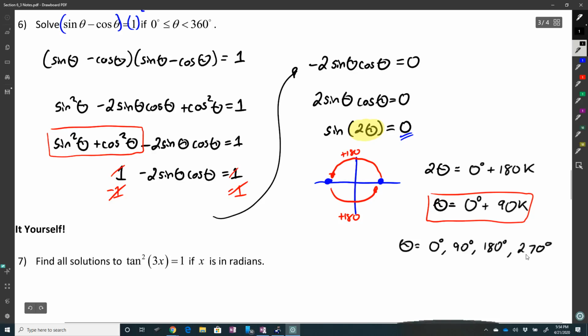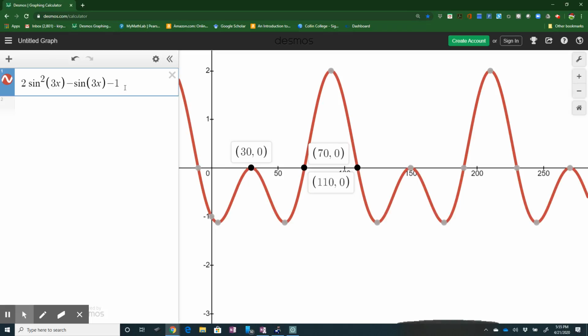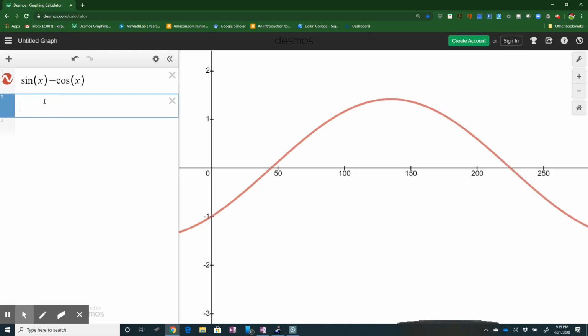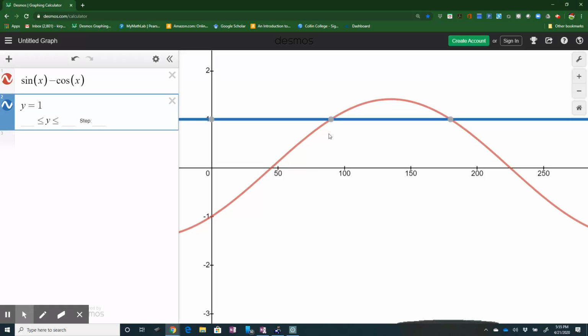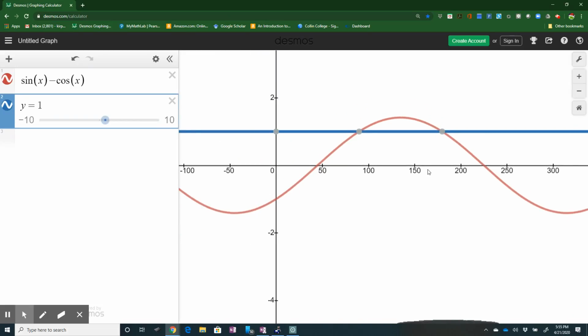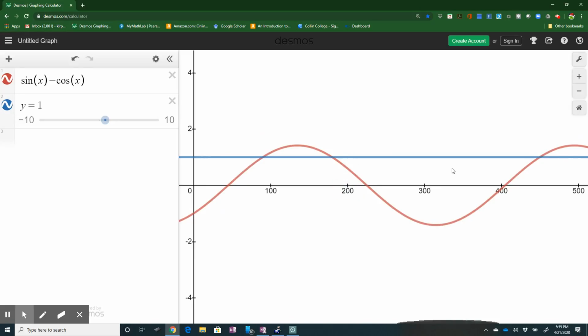But then we have to check our answers. And I want to graph this on Desmos just to show you. So if I go here and do sine x minus cosine x, okay, and then I have y equals 1. Notice that the graph only touches twice within the first rotation from 0 to 360. So these are my only two answers, 90 and 180.